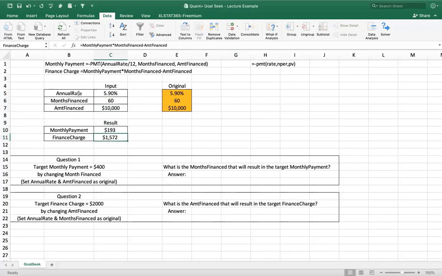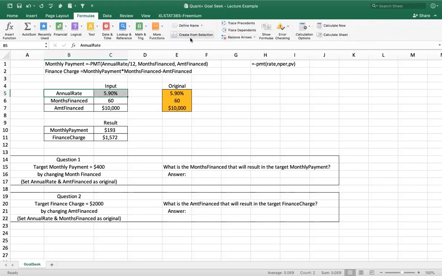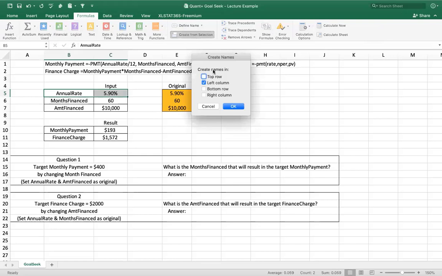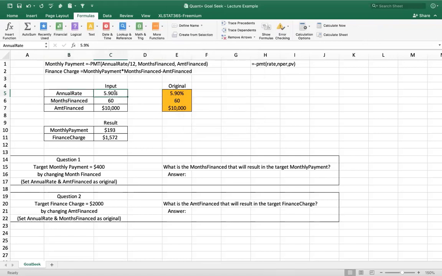I just wanted to take a quick moment to remind you how I set it up to name these cells as they are. I just highlight these cells, the annual rate and the number, go to Formulas, Create from Selection, and then Create names in left column, because the name is in the left column. I click OK, and that is how you define these cells and numbers with the titles. So when I click on this cell, it's titled annual rate. Same with months financed and amount financed.